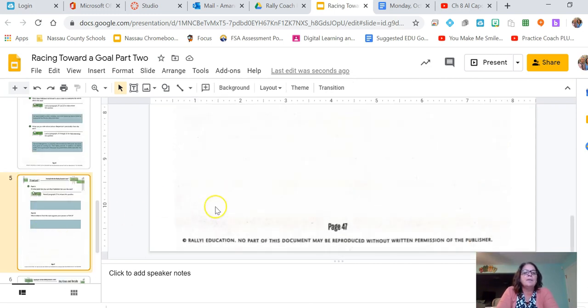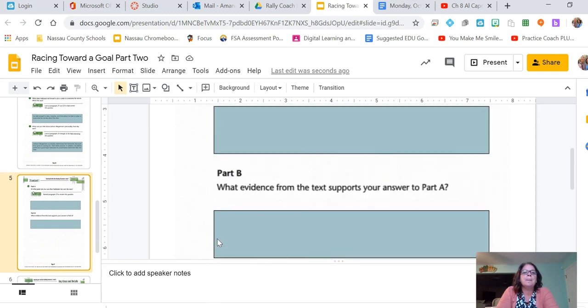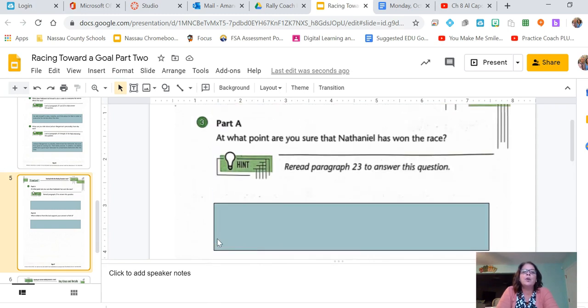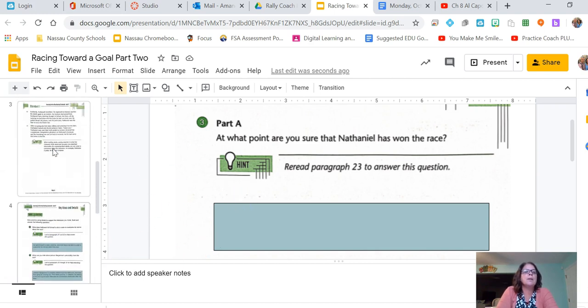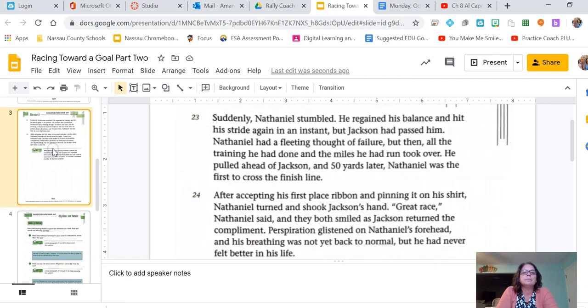Okay, slide 5, question number 3. It says, at what point are you sure that Nathaniel has won the race? Reread paragraph 23. I got paragraph 23. It says that he stumbled and Jackson had passed him. And then he pulled ahead of Jackson and 50 yards later, Nathaniel was first to cross the finish line. So this is happening at the very end of the story.